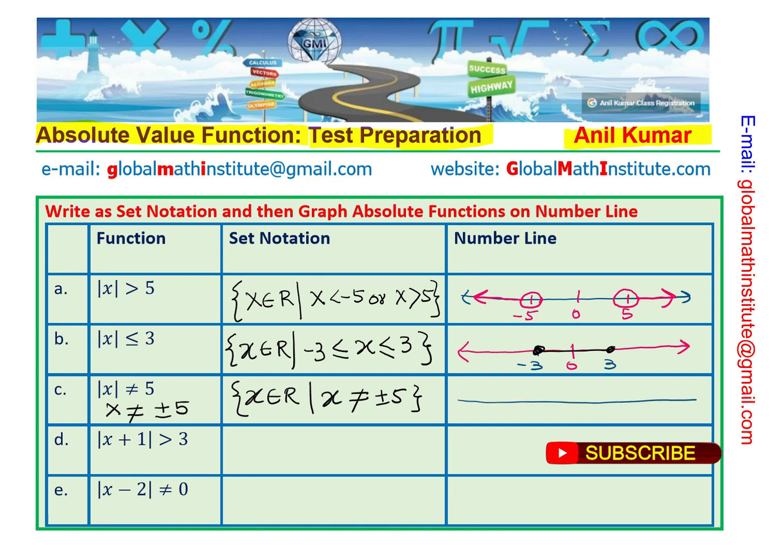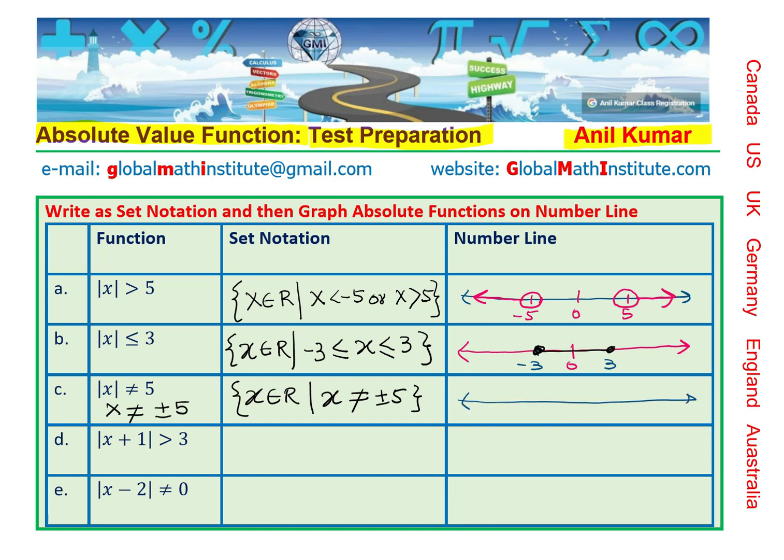So here, what do we have? We have this number line, with, let's say, 0 right there, and plus and minus 5. This is minus 5 for us, that is plus 5. So everything but not plus and minus 5, correct? So we have open circles at plus and minus 5, as you can see, and then we'll include everything else on this number line. Make sense?